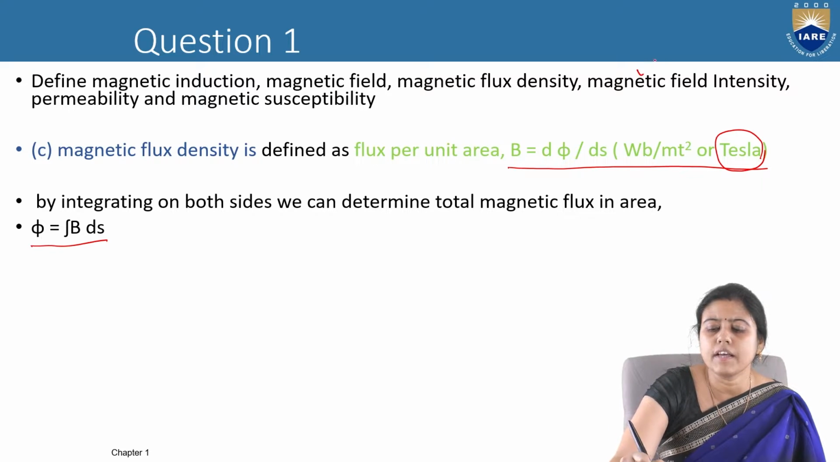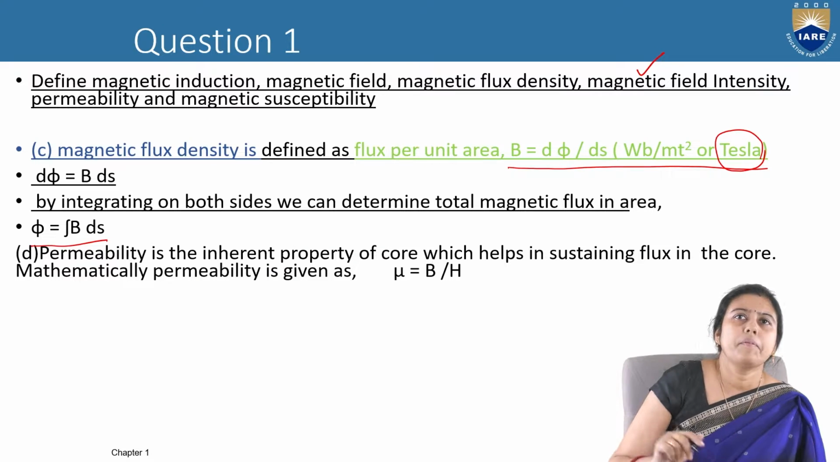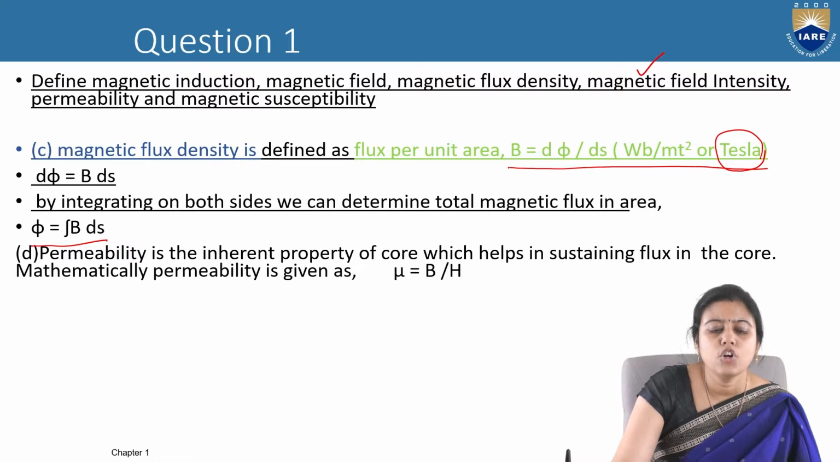Next, we will discuss the magnetic field intensity. So what is magnetic field intensity? The magnetic field intensity is known as the force required to create the magnetic flux.